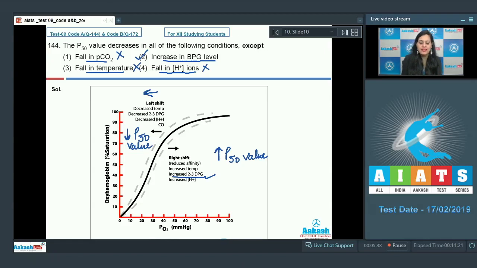P50 value decreases in all these conditions and the oxygen dissociation curve will shift to the left side. On the other hand, decrease in BPG level will lead to decrease in P50 value. So the correct answer to this question is option number 2. Let's discuss our next question.